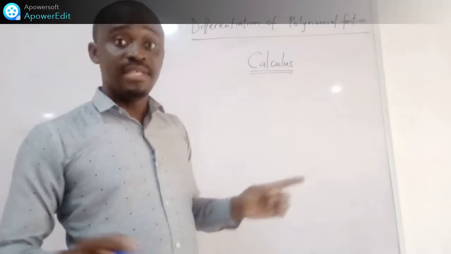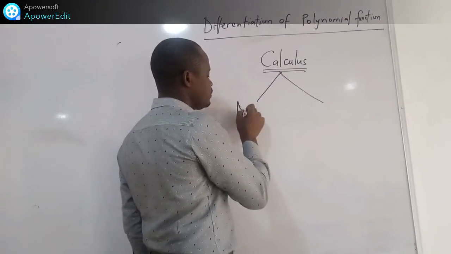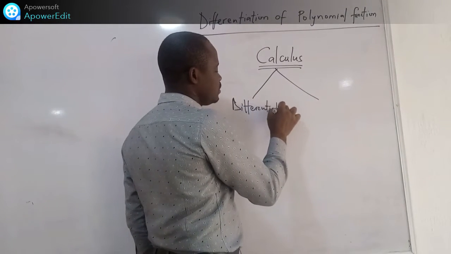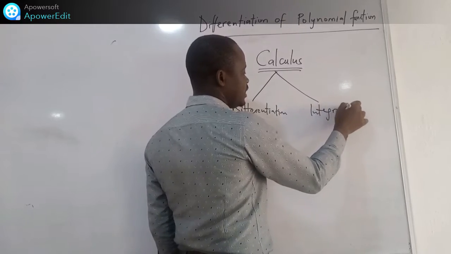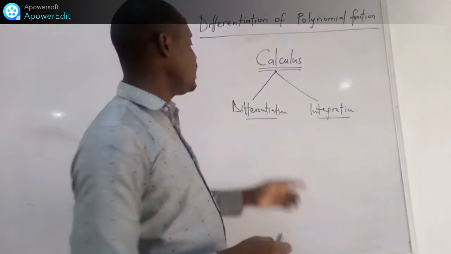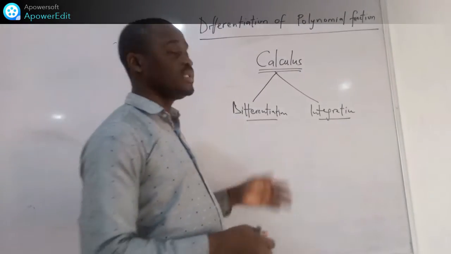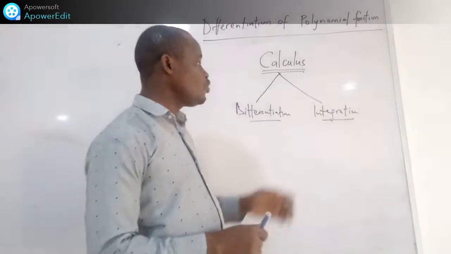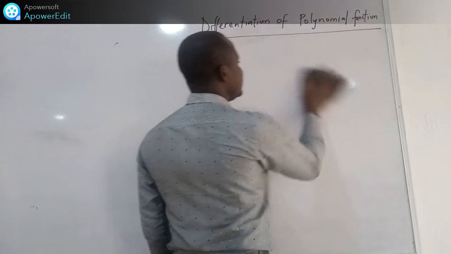And calculus majorly gave birth to two things. It gave birth to what? Differentiation and integration. But what we are talking about majorly is differentiation. With time, I'll go to integration because we have a lot of things to do with this. So let's start. Now, the question is, what is a polynomial?